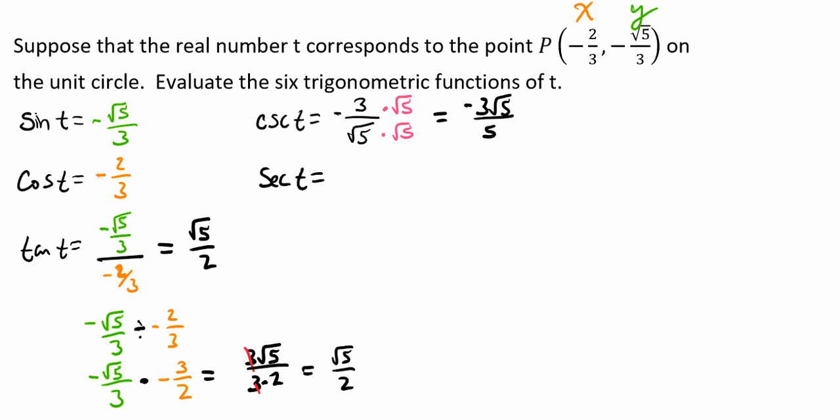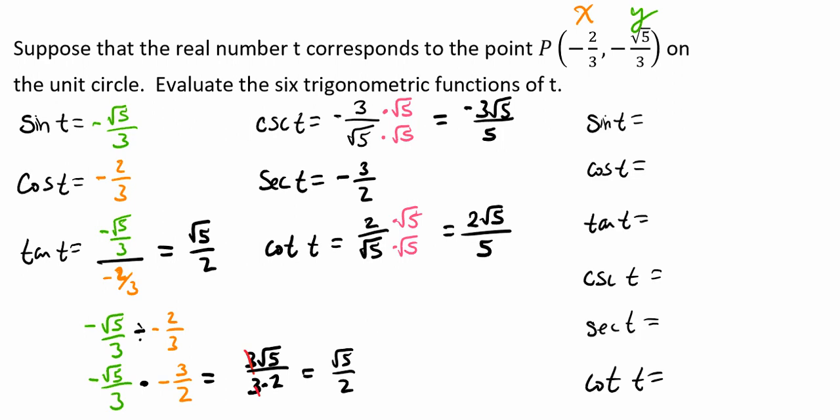For our secant, we're going to do the same thing. We're going to find the reciprocal of our cosine of t. So that's going to be -3 over 2. And then for cotangent, we're going to do the same thing. We're going to find the reciprocal of radical 5 over 2, so we're going to take 2 over radical 5. And just like we did for the cosecant, we're going to rationalize our denominator. And that's going to give us 2 radical 5 over 5.